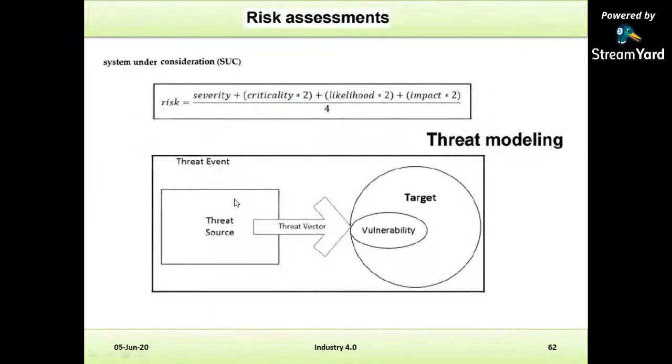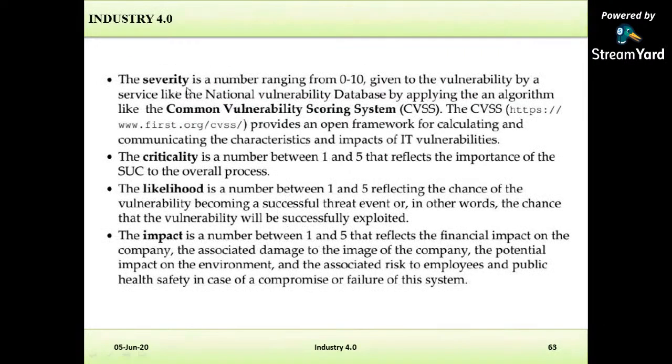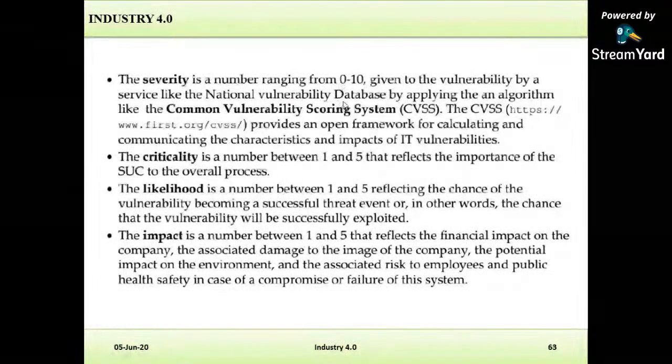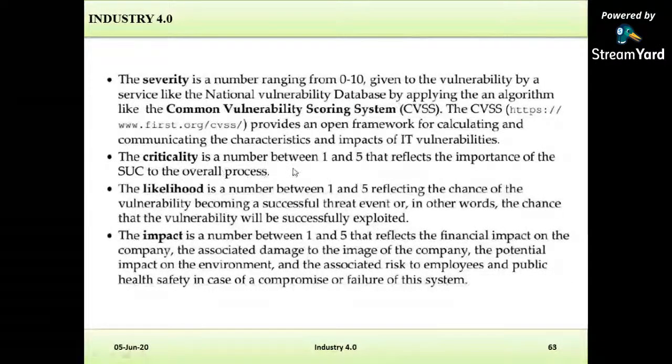Please try to go through this formula. There will be the severity, criticality, likelihood, impact. These are the things that we are going to calculate based on the table value. Severity is calculated on a scale of 0 to 10. Here will be the Common Vulnerability Scoring System, developed by the national security system as a table, and we are going to choose a 0 to 10 value based on what kind of equipment you are going to utilize. And for criticality, there will be a number between 1 to 5 scales, where you use the band.